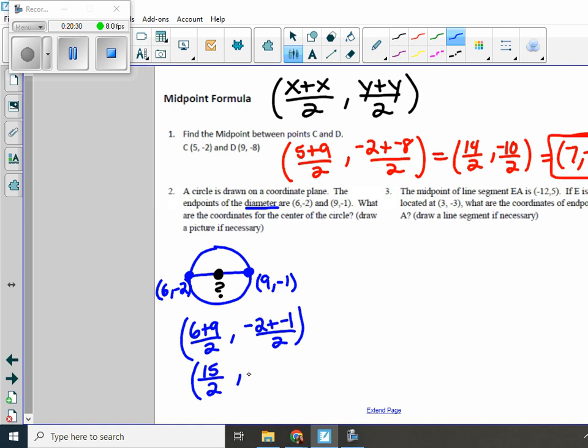What about negative 2 plus negative 1? Okay, negative 3 over 2. Can't actually divide. Can you reduce? Nope. So leaving it alone. This would be our center point.